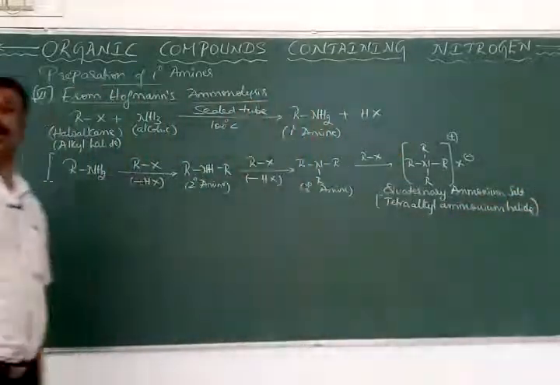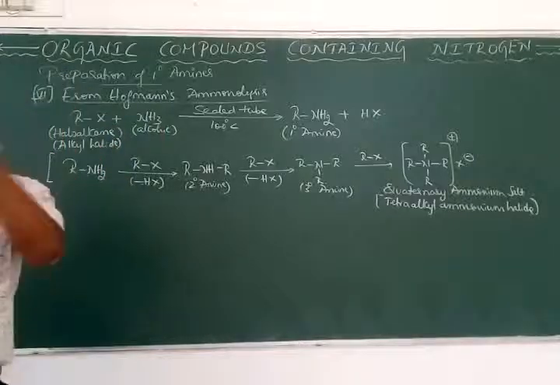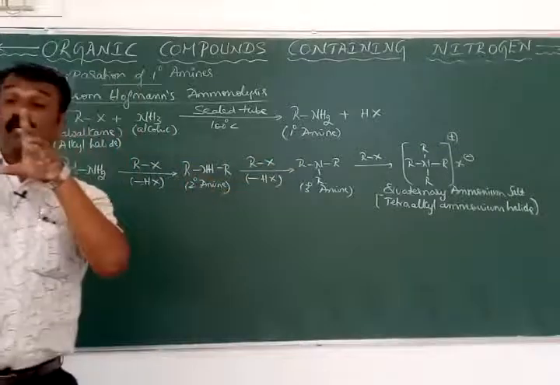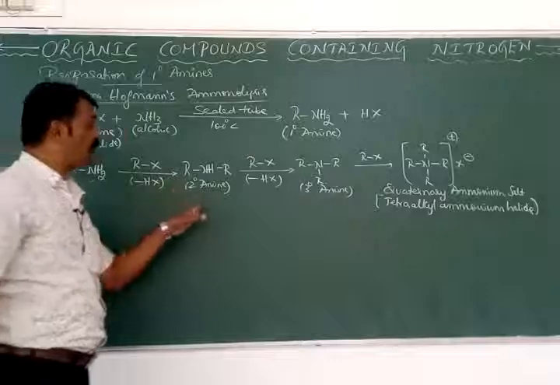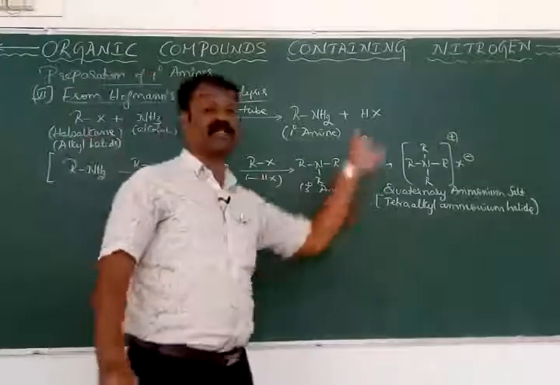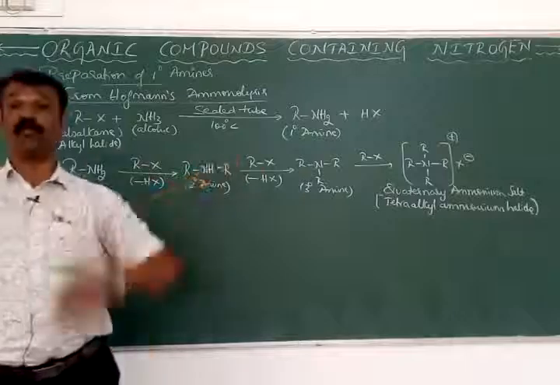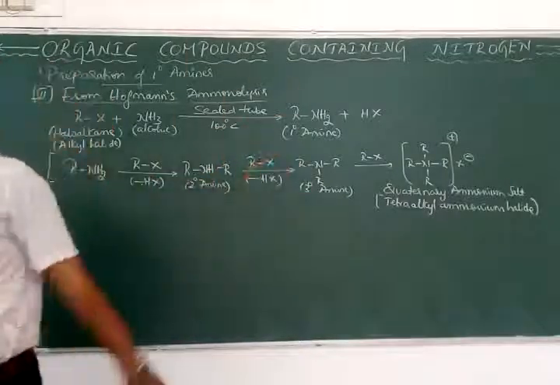Tetraalkyl ammonium halide. That is why Hoffman's ammonolysis is not suitable for the preparation of which amines? Primary amines. Why? Because the primary amine that forms reacts with excess haloalkane to first form a secondary amine, then a tertiary amine, and finally a salt. What is that salt called? A quaternary ammonium salt. That quaternary ammonium salt is also called tetraalkyl ammonium halide.